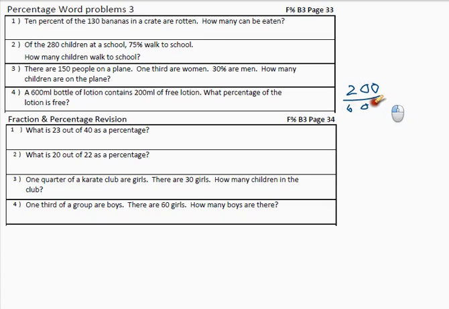That is our fraction. If we simplify that, divide by 100 top and bottom, we get 2 over 6. Simplify it more, divide by 2. 2 divided by 2 is 1, 6 divided by 2 is 3. We get 1/3.